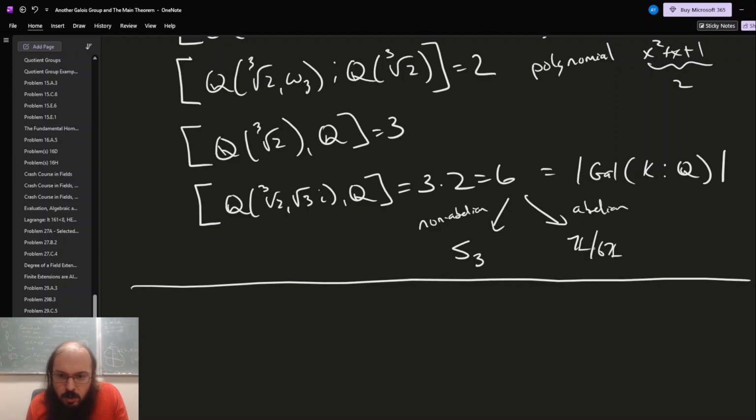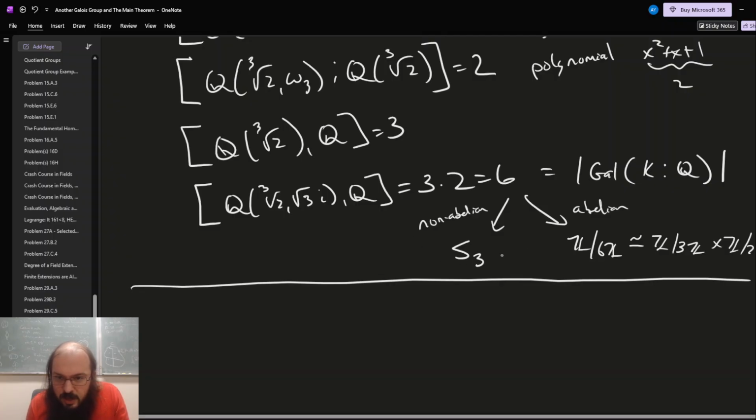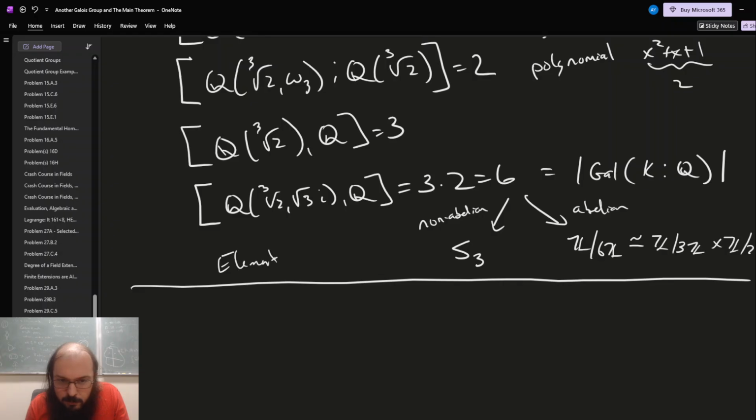Because let's remember, we also know something about S3 and Z mod 6Z. This thing decomposes into Z3 cross Z2, and this thing doesn't have any such nice decomposition. But the point is, they both have to have elements of order 3 and 2, because of Cauchy's theorem. And so, if I find an element of order 3 and an element of order 2, those elements in particular will have to either commute or not.